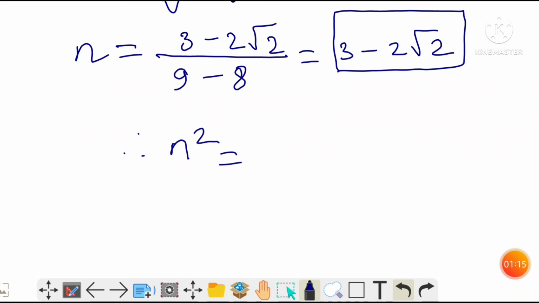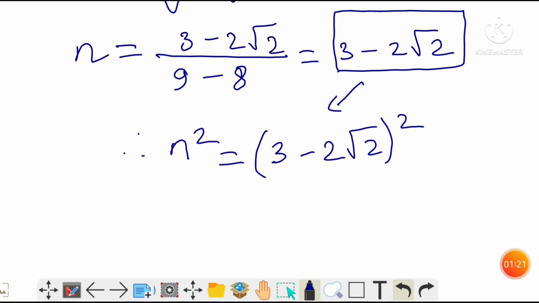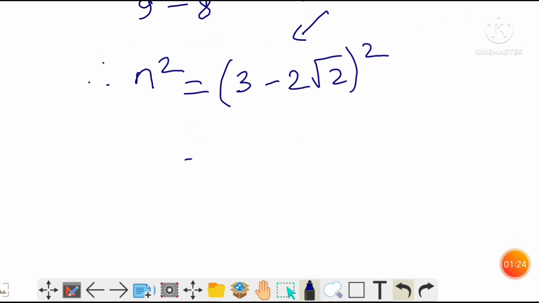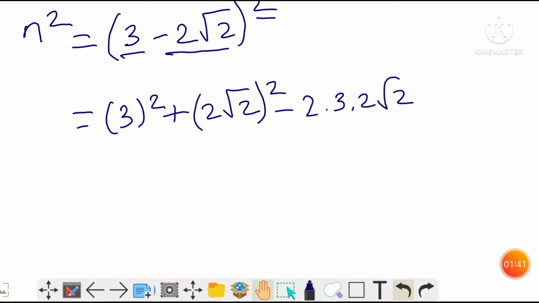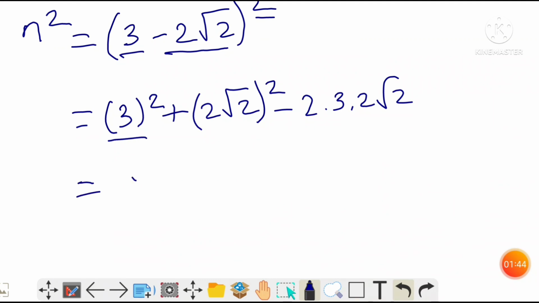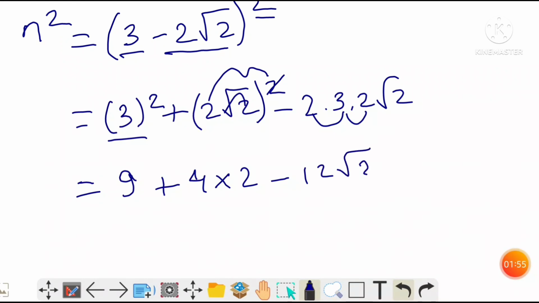Therefore, n square equals 3 minus 2 root 2 whole square. Now we'll have the formula a minus b whole square here. a is 3 and b is 2 root 2. So a square plus b square minus 2 into a, that is 3, into b, 2 root 2. Next we have 3 square is 9 plus 2 square is 4 into root 2 square is 2, minus 2 3s are 6, 6 2s are 12 root 2.